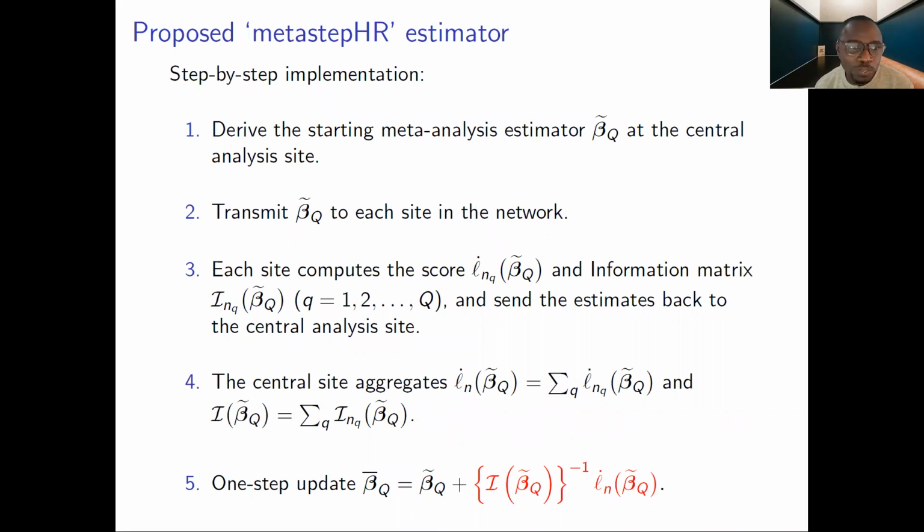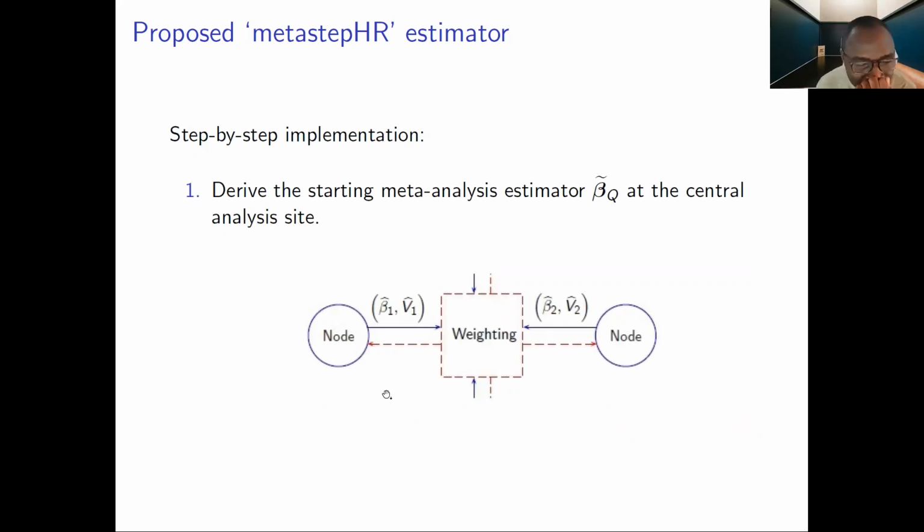And so the next thing I have to go over is the estimator that we propose in this method. I'll do a step-by-step rundown very quickly. The first step really involves where we do meta-analysis, right? So it is the weighting stage. In our distributed network, each of the nodes starts by estimating an initial value, a maximum likelihood value, along with its variance. And they're put together through weighting to obtain a starting meta-analysis estimate.